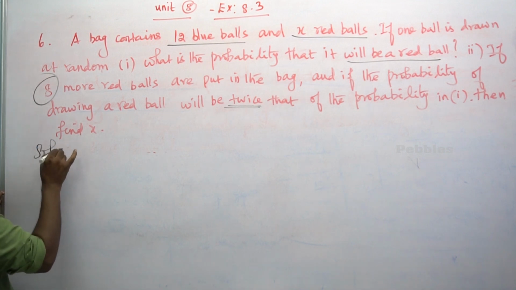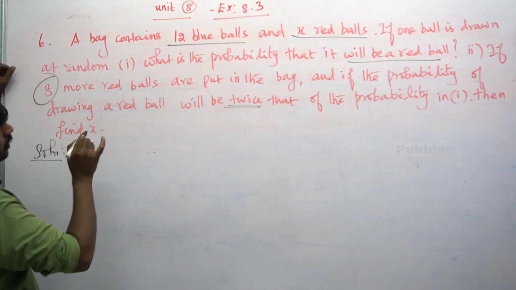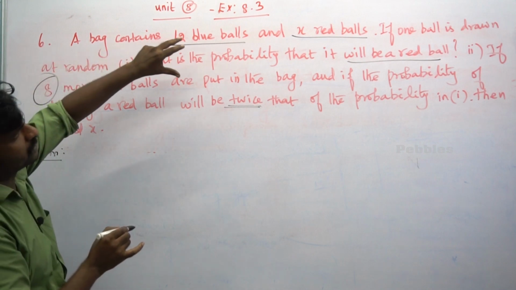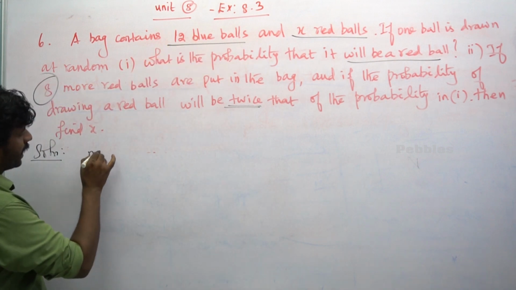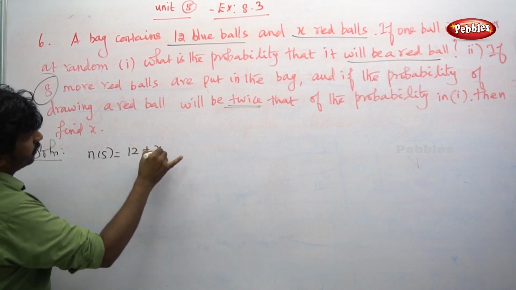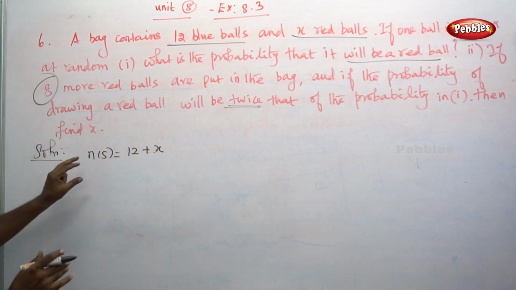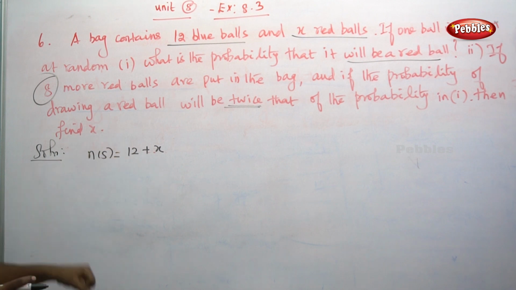So see, first, what is given? Overall 12 blue balls and x red balls in a bag, right? So the n of S is equal to 12 blue balls, x red balls. The total together is n of S, right? Now we have taken 12 plus x balls. So what is the first point? What is given in the first point? What is the probability that it will be a red ball?